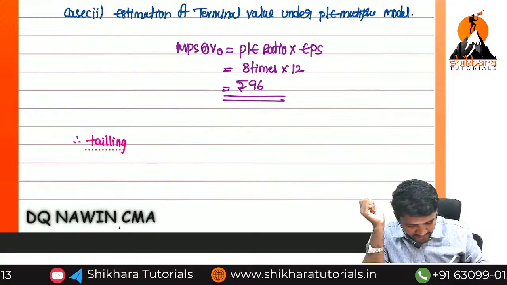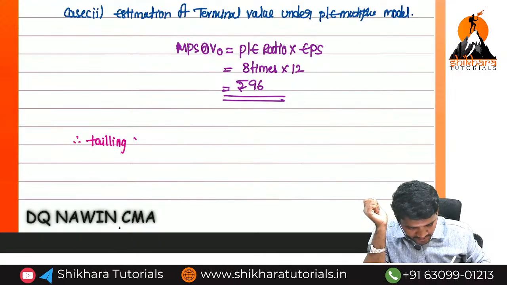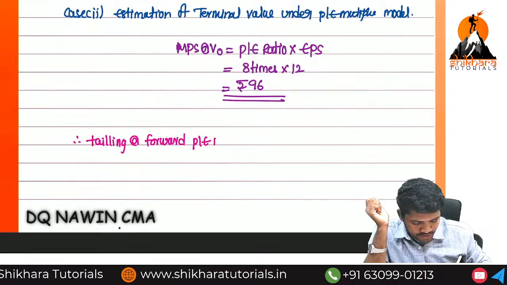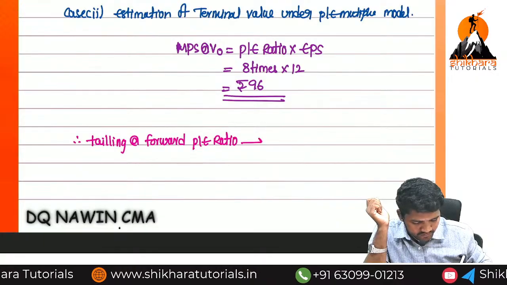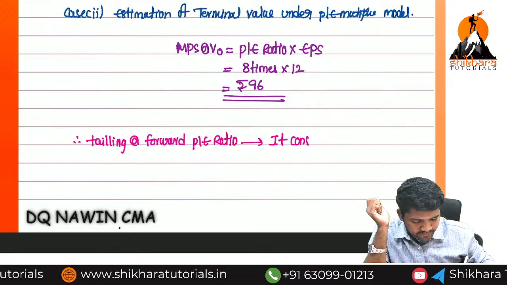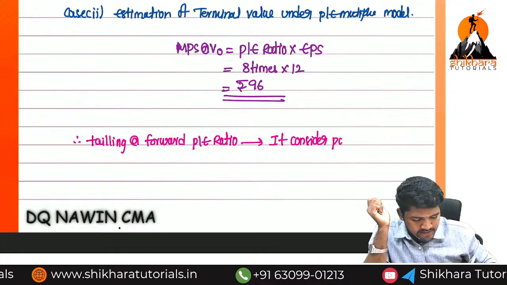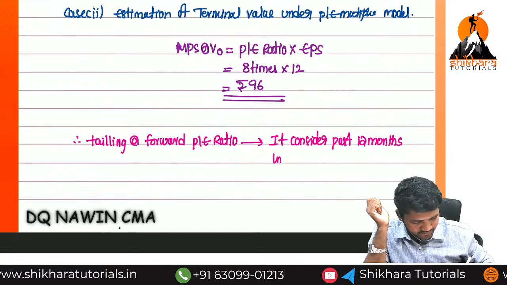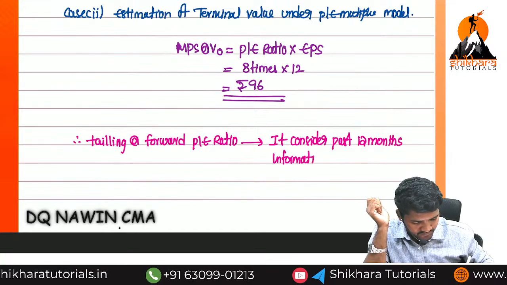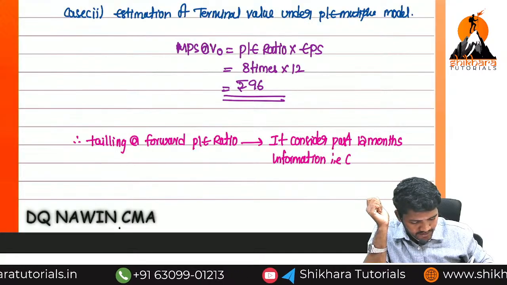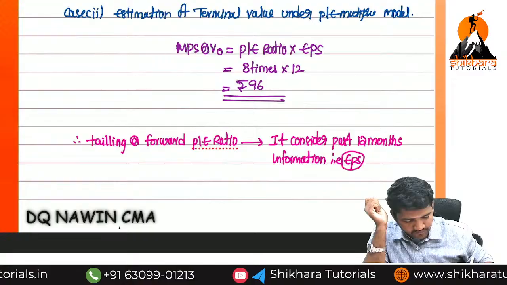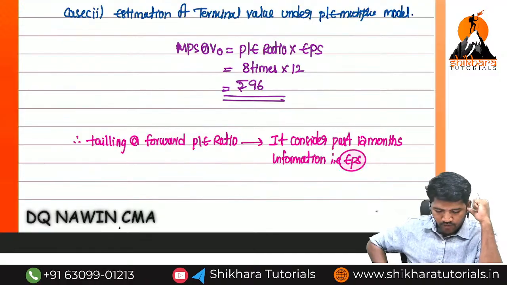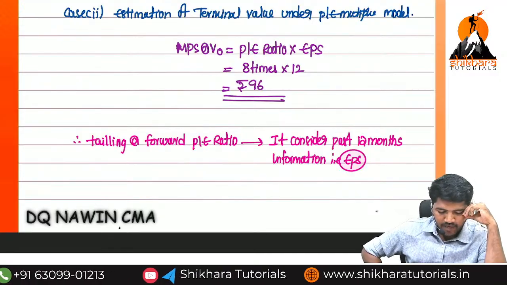Trailing PE ratio. Trailing is also known as forward PE ratio. It considers past 12 months information. That is nothing but EPS. So trailing or forward PE ratio means it considers past information.